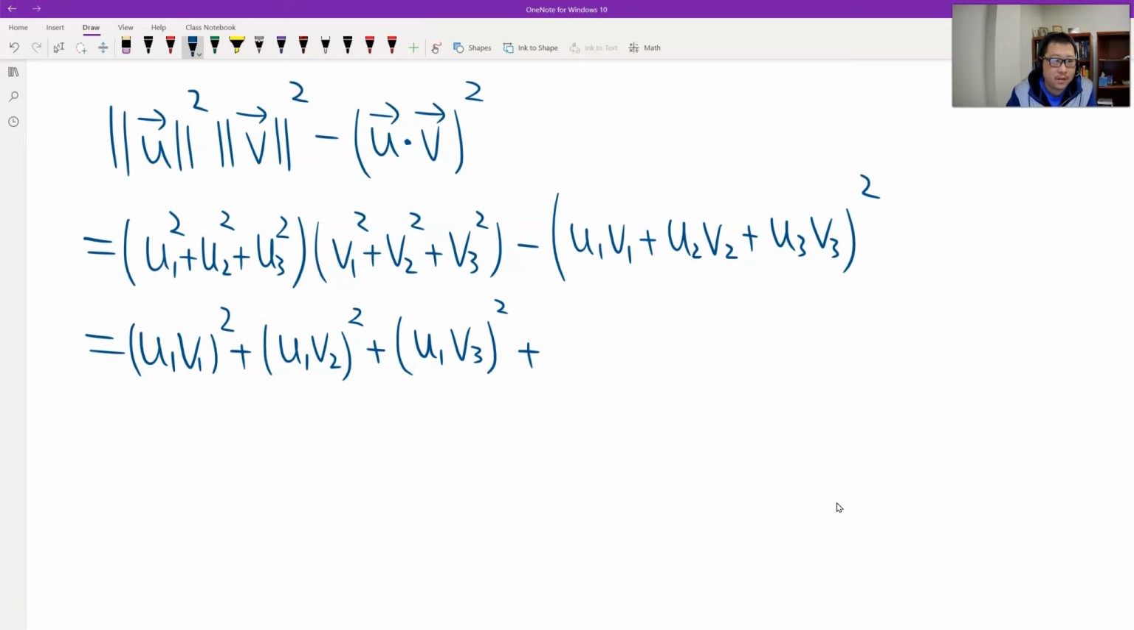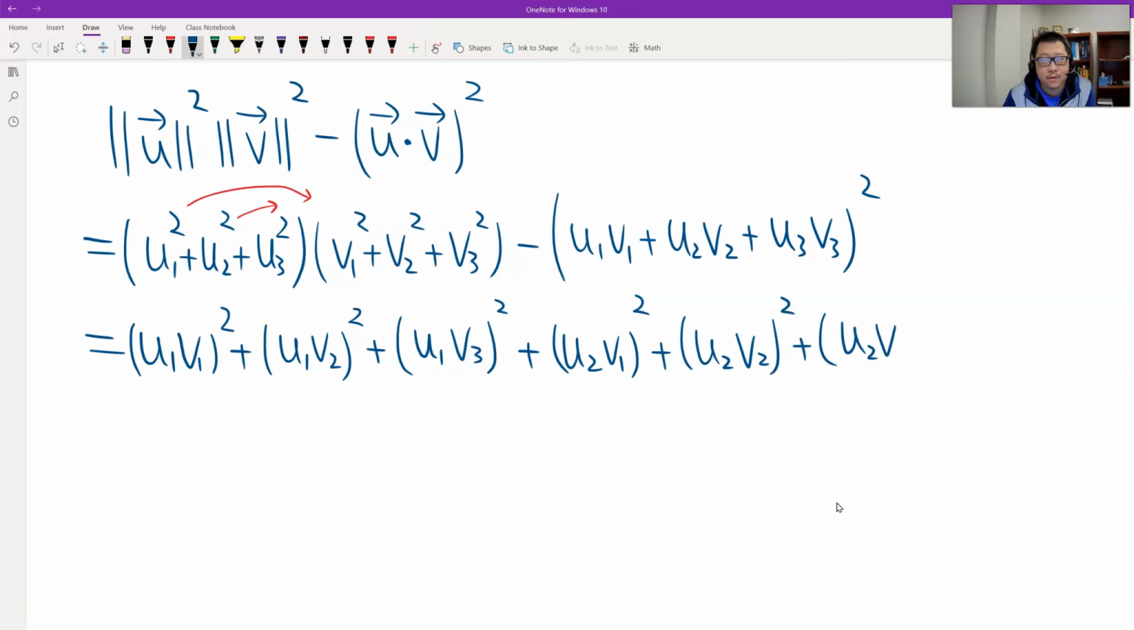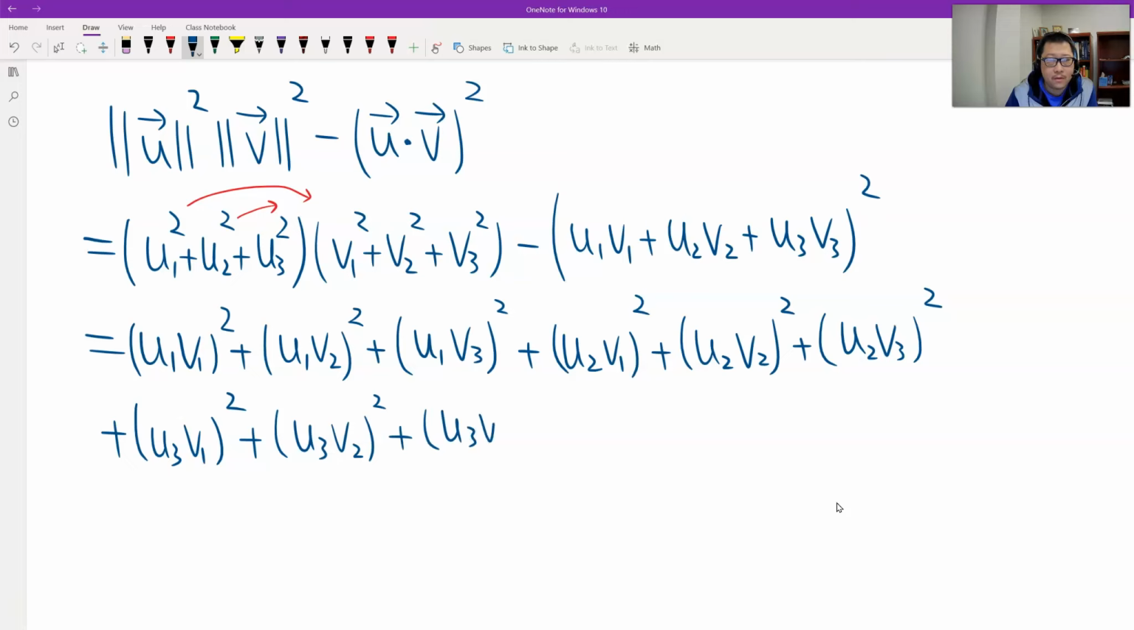Then look at the second, distributing U2. What I just distributed was U1, and then I look at U2. So it's (U2 V1) squared, (U2 V2) squared, (U2 V3) squared. And another 3 terms, which is U3: (U3 V1) squared, (U3 V2) squared, (U3 V3) squared. So all these 9 terms, and then another 6 terms.